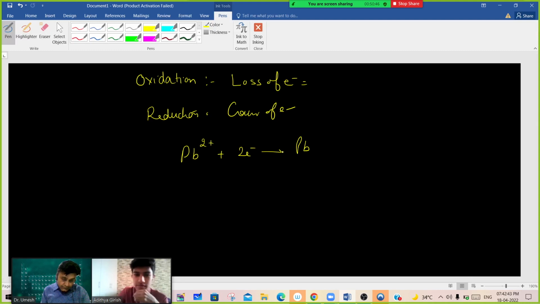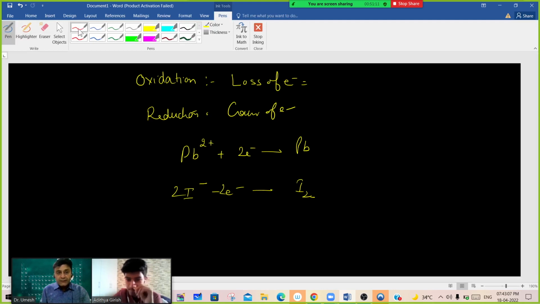Lead positive is gaining electron to become lead. It is reduction. It means lead ions are undergoing reduction. And now if I say iodide negative ions are losing electron and become I2, what is happening here? It is oxidation.